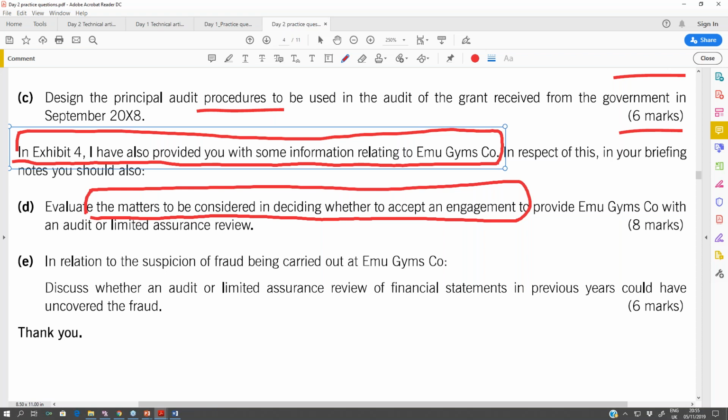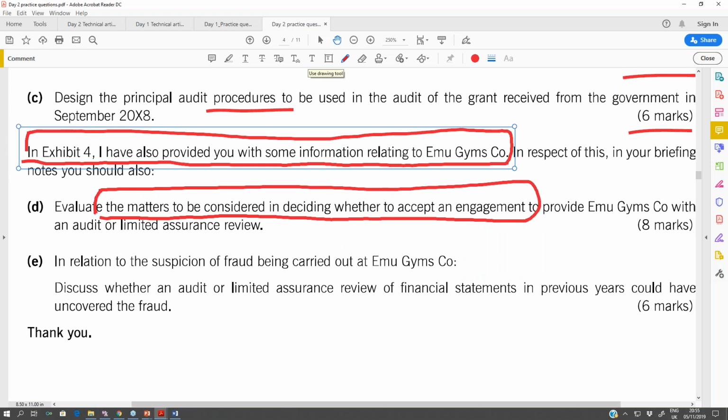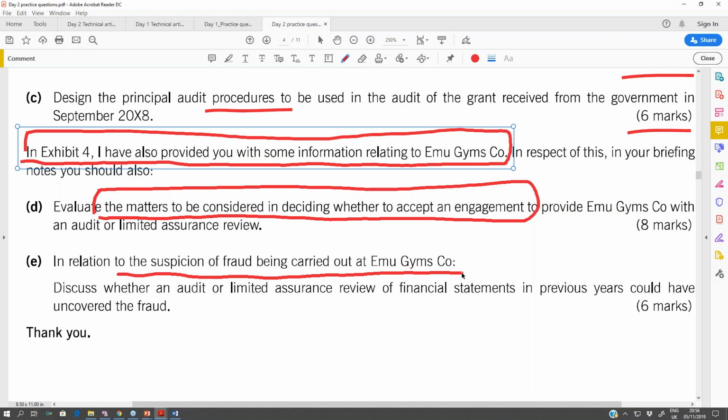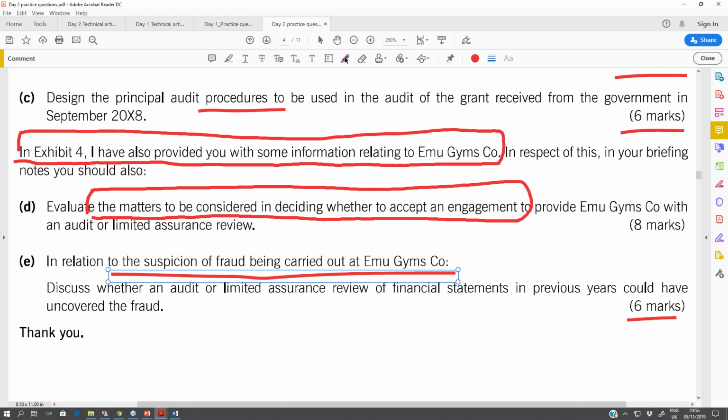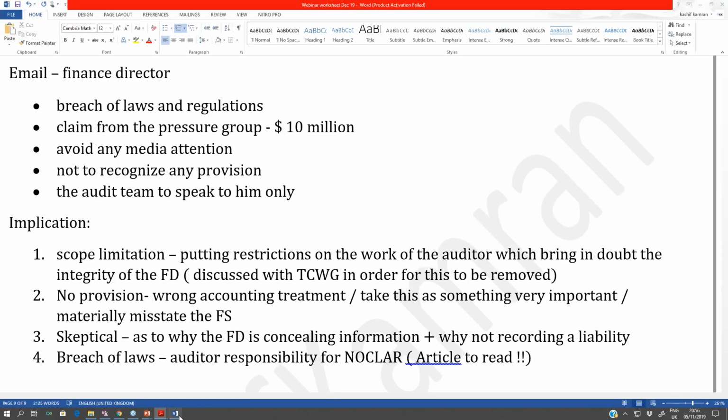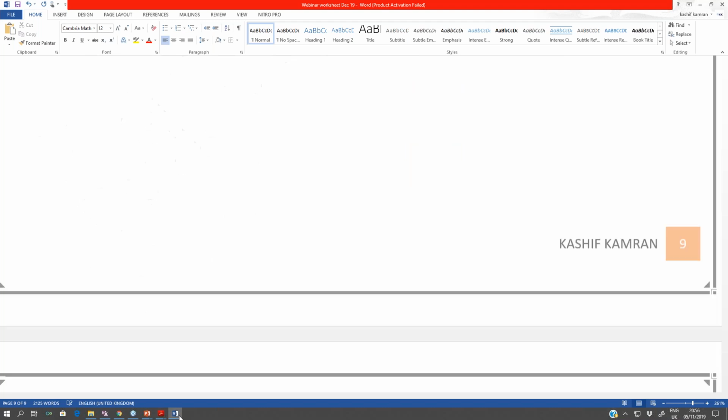And then in part E, it says, in relation to the suspicion of fraud being carried out at Emu Gym, discuss whether an audit or a limited assurance review of the financial statements in the previous year could have uncovered the fraud. So you should know the difference between an audit and a limited assurance review, and whether an audit or a limited assurance review would have uncovered the fraud in the previous year. We have 6 marks for that, and 8 marks for the matters to consider when accepting an engagement. Now let's prepare this answer for the December 18 exams.